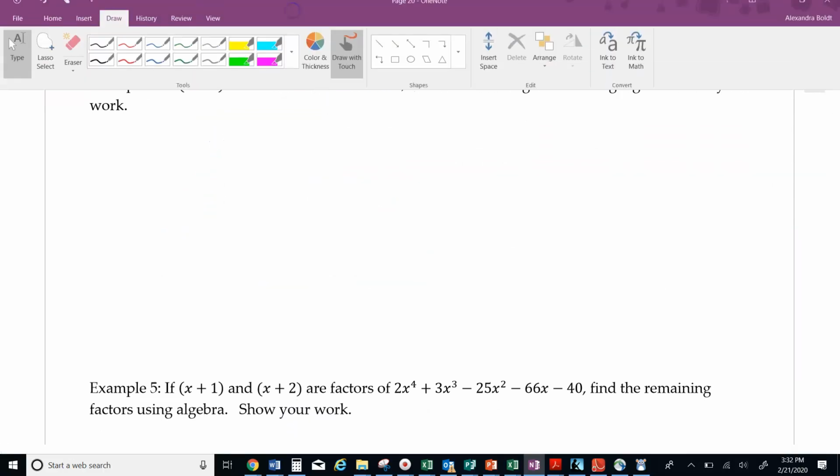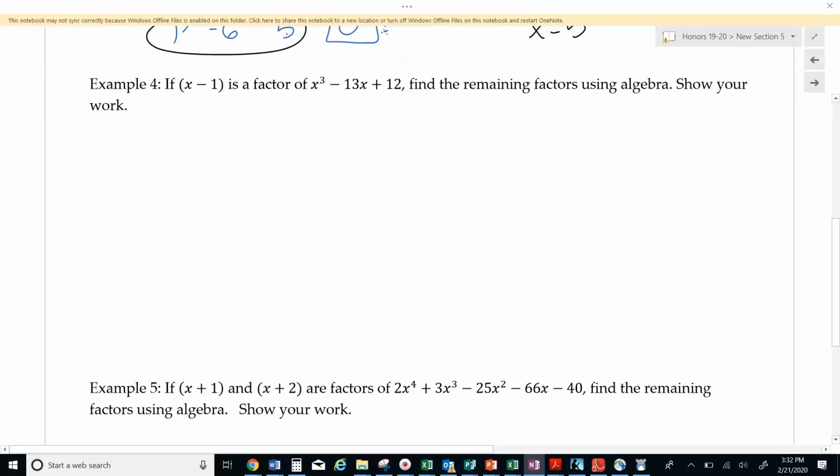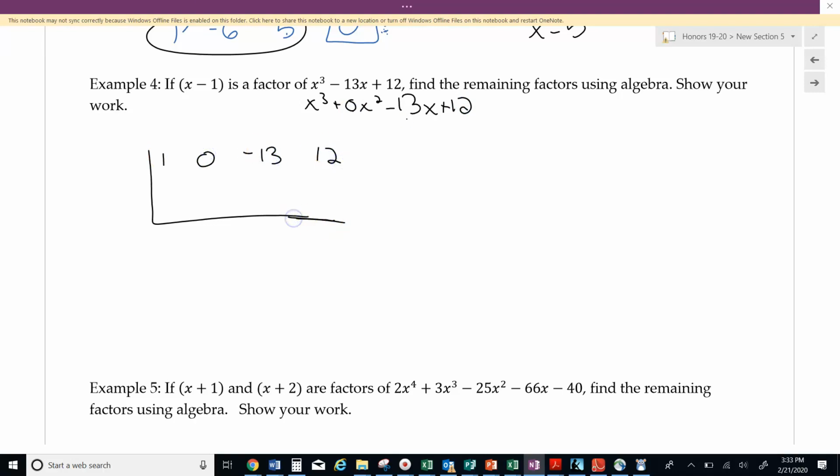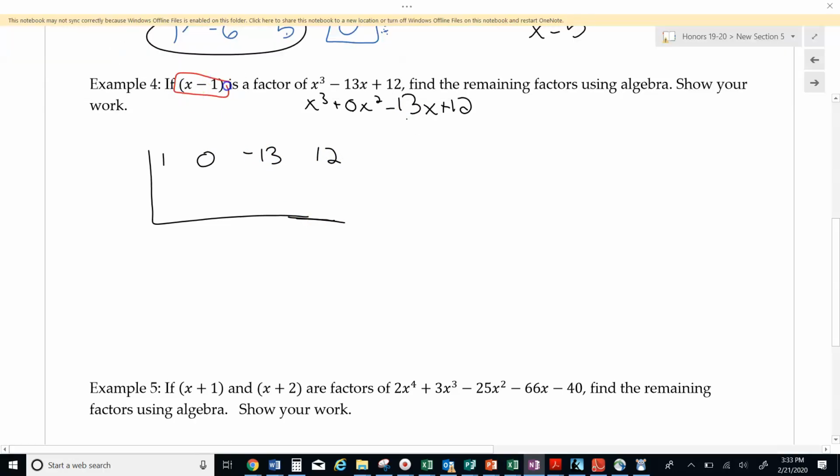Now, looking at example 4, x minus 1 is a factor of x cubed minus 13x plus 12. Find the remaining factors. Okay, so I'm still going to set it up the same way, being careful that this is x cubed plus 0x squared minus 13x plus 12. All right, so I have 1, 0, -13, and 12. The other thing I have to be careful is now we're given a factor. So x minus 1 equals 0.